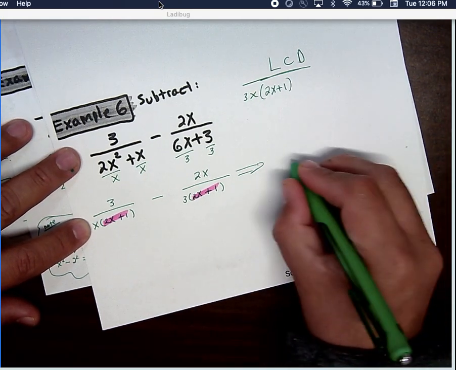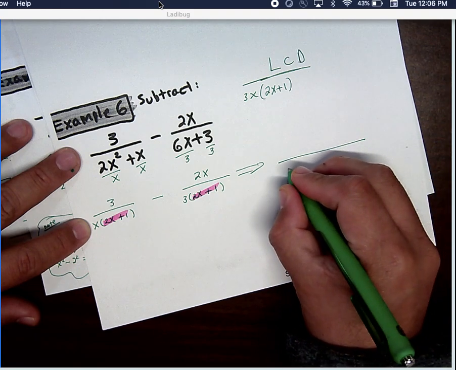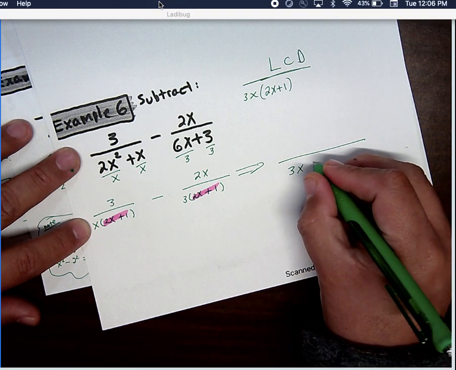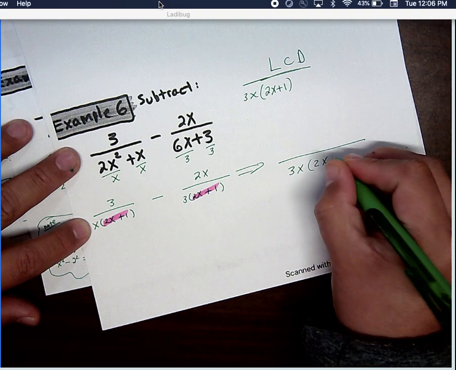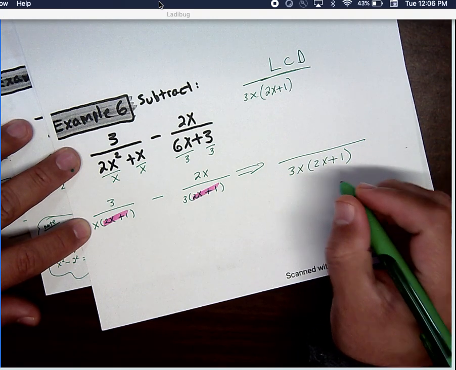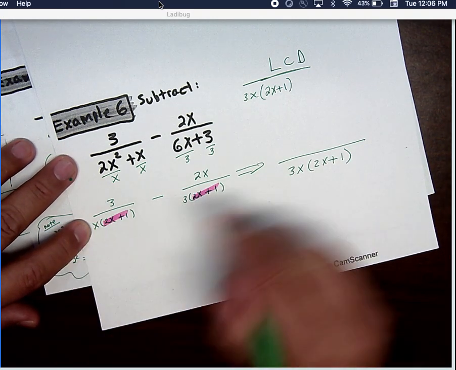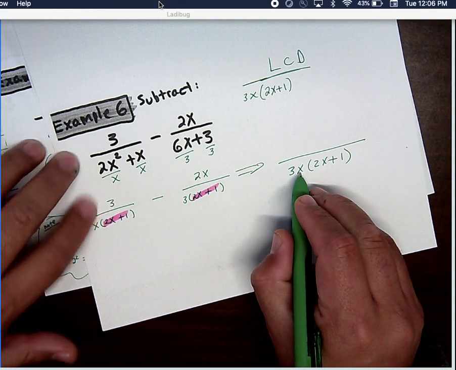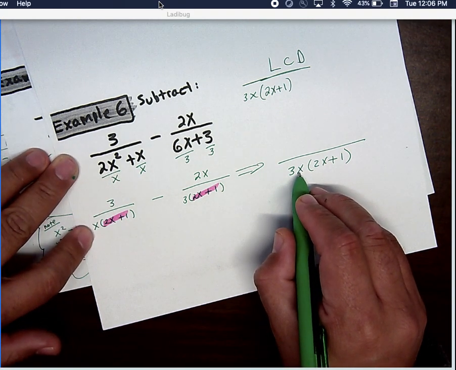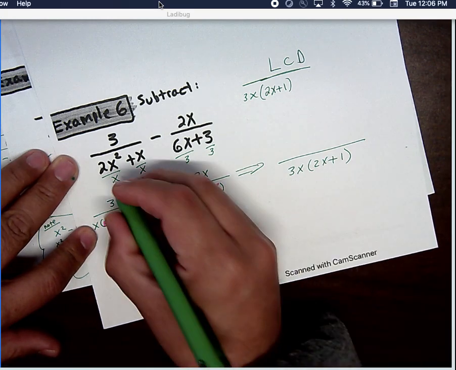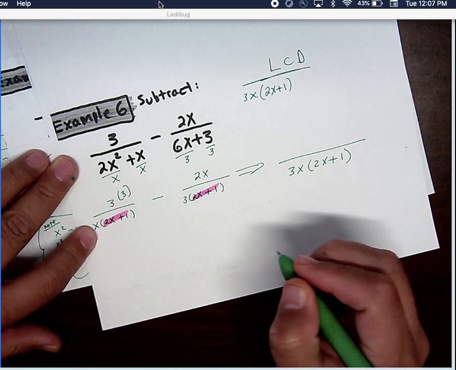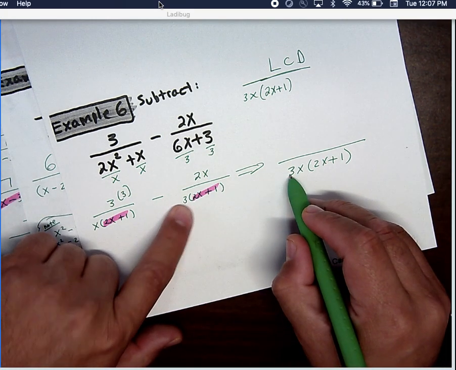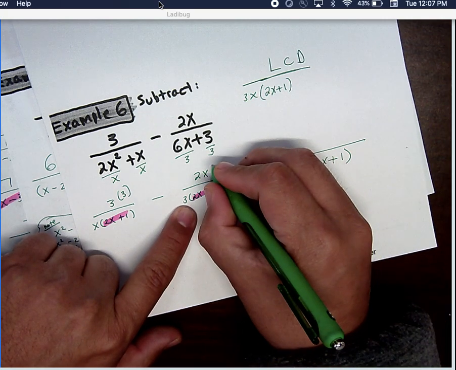So now let's rewrite it. Let's write the LCD at the bottom. And then let's see what's missing. This rational expression has the x, and it has that, so it's missing the 3. So we're gonna multiply by 3. This one has the 3, and then it has that, but it's missing the x, so we're going to multiply by x here.